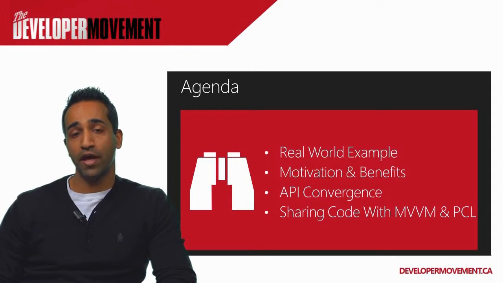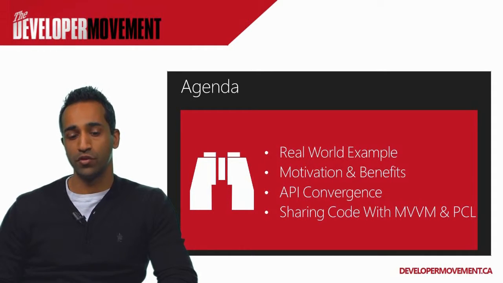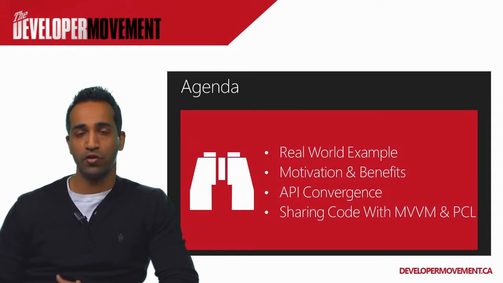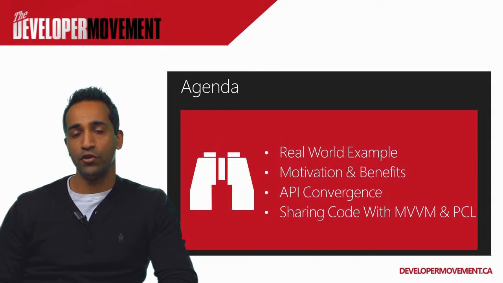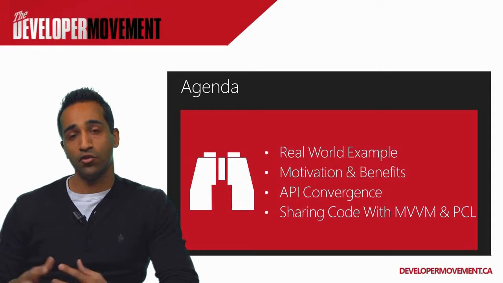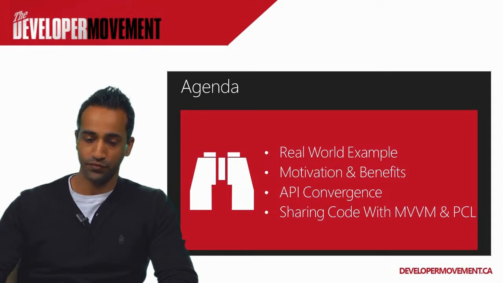I'll talk about API convergence and the story around that, and how certain APIs are available and how certain APIs are not available, and the tips and tricks you can use to make sure your code is portable and reusable. And then finally, I'll get into a real demo, my trivial samples that showcase the concepts, and I'll show you how you can use MVVM and PCL together to create portable code. And I'll also define what MVVM is and what PCL is, so don't worry about that either.